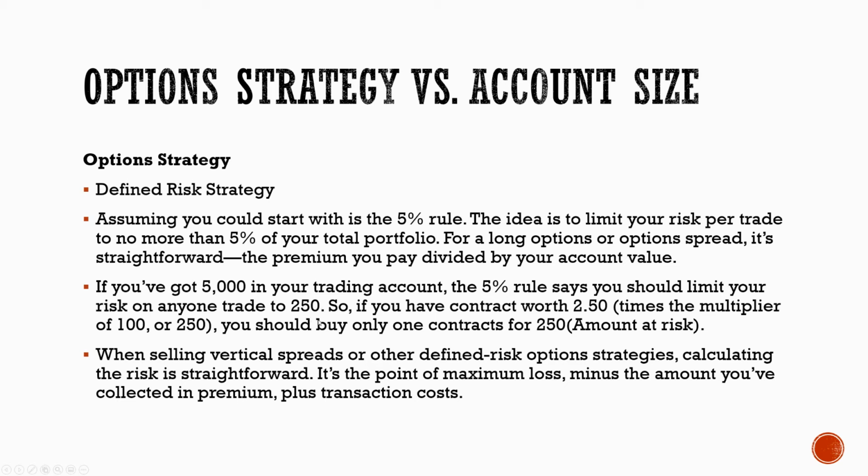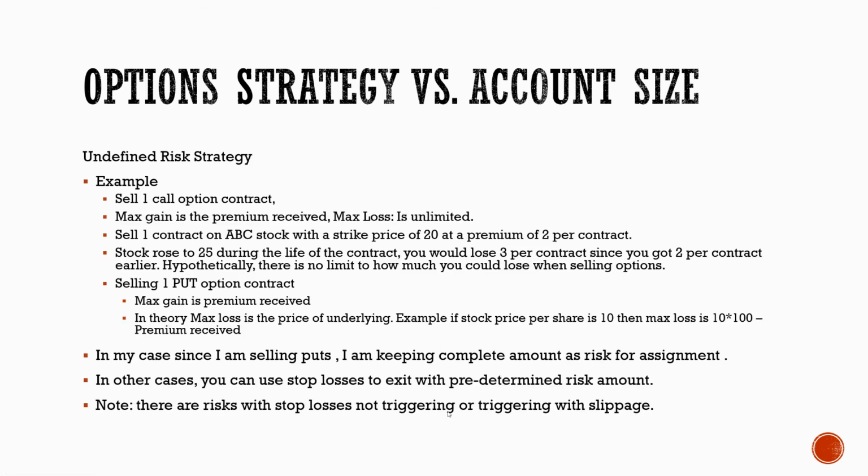So, one contract up to 250 is what you can do. If you're doing a 50 euro call contract, then you can do up to 5 on that trade as an approach. The same is the case with vertical spreads or defined risk strategies. Basically, it's clear from the start what your max loss is. So the amount of 2, 3, or 5% of your account should be defined based on the max loss. But when it comes to undefined risk strategies, that's where it gets trickier.